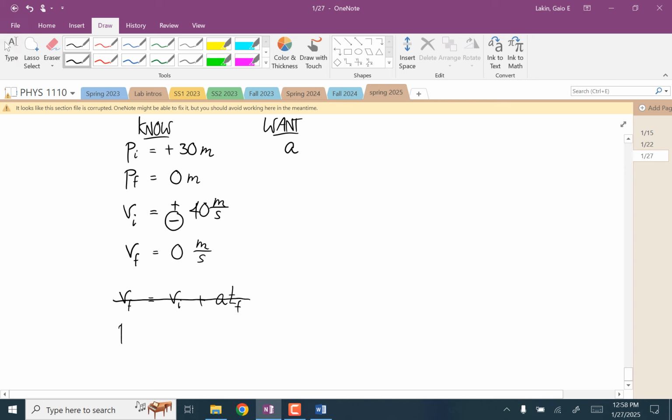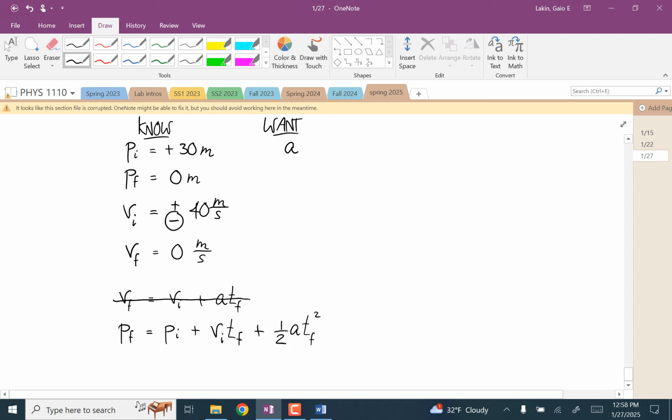Then the second possibility is this one. PF is equal to PI plus VITF. And there's the problem right there. It's the same issue we had before. We don't know what TF is. And so this one won't work either.